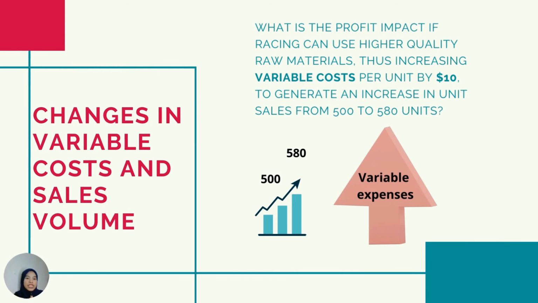So the next part is changes in variable cost and sales volume. What is the profit impact if Resin can use higher quality raw material, thus increasing variable cost per unit by $10 to generate an increase in unit sales from 500 to 518 units? At this part, the company decides to use higher quality raw materials, so the variable expense will be increased, and the units also will be increased by 18 units.